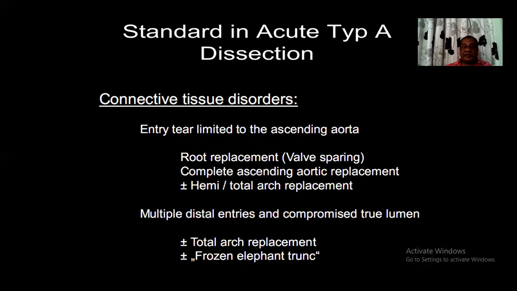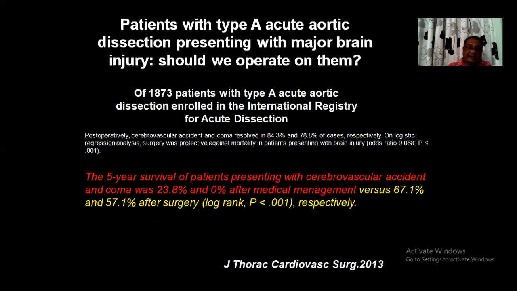Whenever there is connective tissue disorder, and the entry is limited to the ascending aorta, in that case, root replacement with or without valve replacement, that is valve sparing surgery is sometimes possible, plus complete ascending aortic replacement and hemi or total aortic arch replacement may be necessary. When there are multiple distal entries and compromised true lumen, in that case, along with the ascending aorta and root replacement, total arch replacement plus or minus frozen elephant trunk technique is necessary.